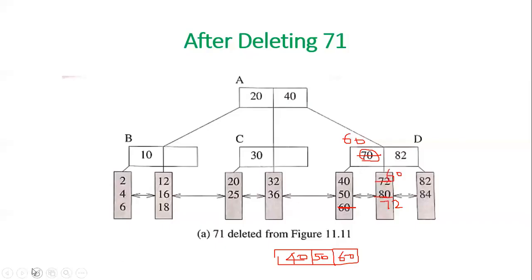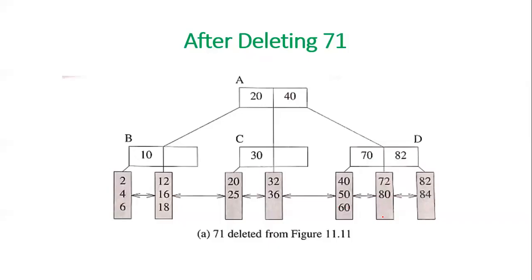But actually, in the textbook, they are not following borrowing from the left sibling. Instead, we are going to merge these two, because we want to learn how the other things happen, right? You can borrow from the left sibling, that is fine, as we have discussed. The 60 will come here, and 60, 72 here we will have. That is also correct. But let us see the other approach.